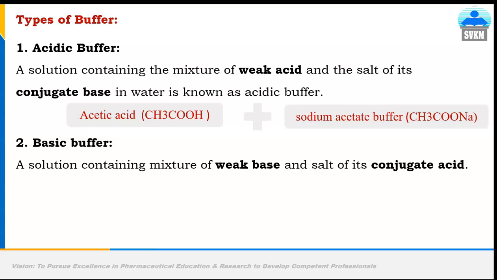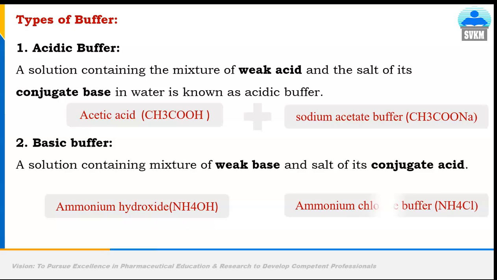Then basic buffer: a solution containing a mixture of weak base and salt of its conjugate acid. For example, ammonium hydroxide is a weak base and ammonium chloride is its salt with a strong acid. Here hydrochloric acid is a strong acid.